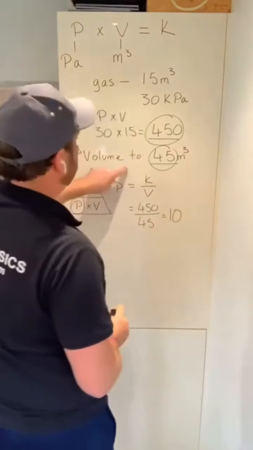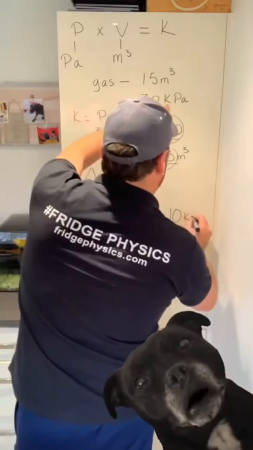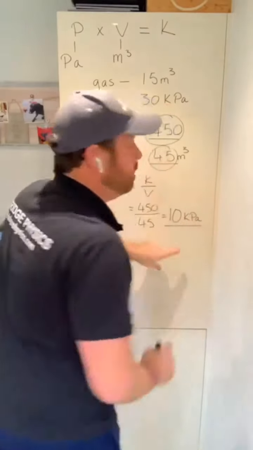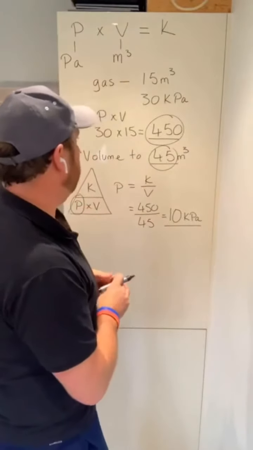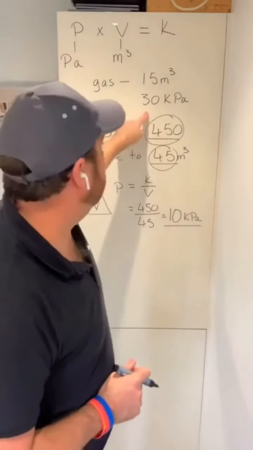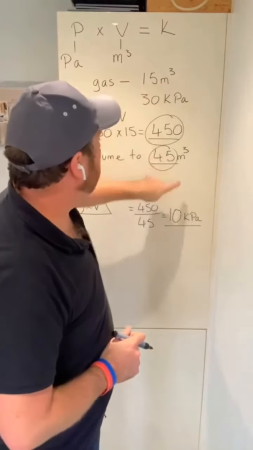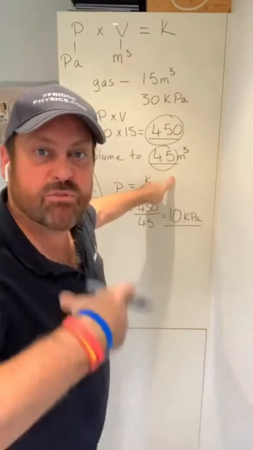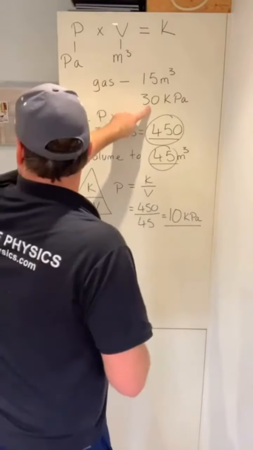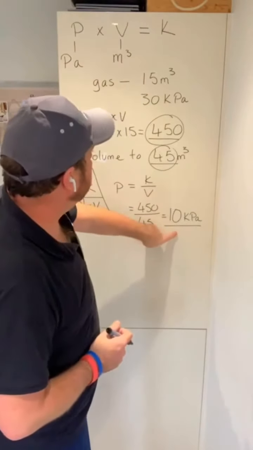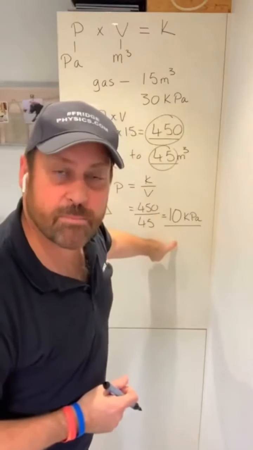And if we come back to our units, the units that we were using was the kilo. Don't forget the units. Pascal. So there's your answer. So if we started off with a gas pressure of 30 kilopascals, and we increase the volume from 15 meters cubed to 45 meters cubed, that's an increase of 3 times. As you can see, the pressure has been reduced by 3 times. It's gone from 30 kilopascals down to 10 kilopascals.